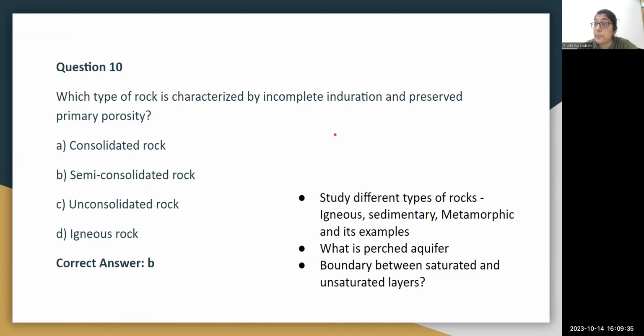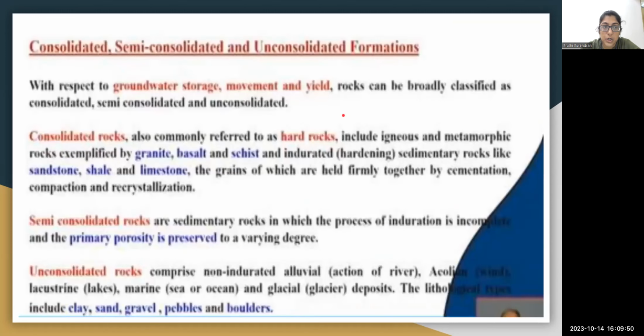Then what are perched aquifers, and what is this boundary that is separating the unsaturated area and the saturated area, which is the water table? All these points are the points of focus for the week 2's lecture. Here they're talking about consolidated, semi-consolidated, and unconsolidated formations.